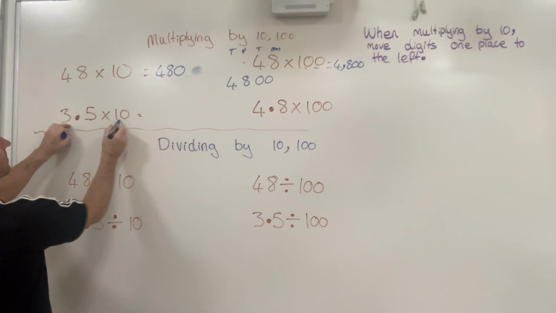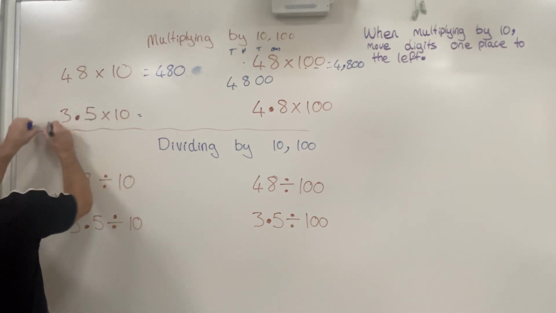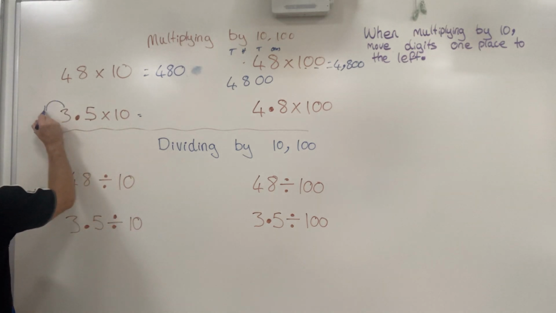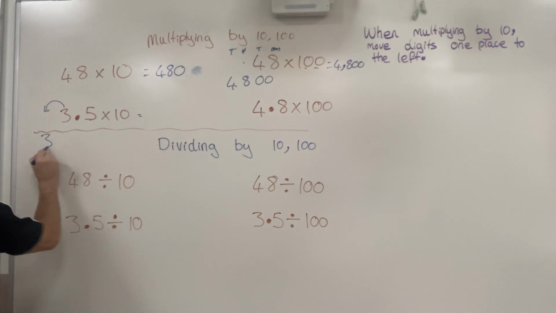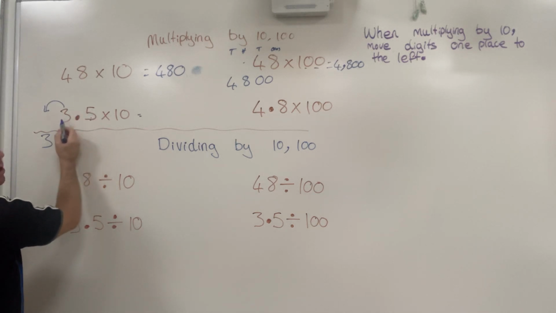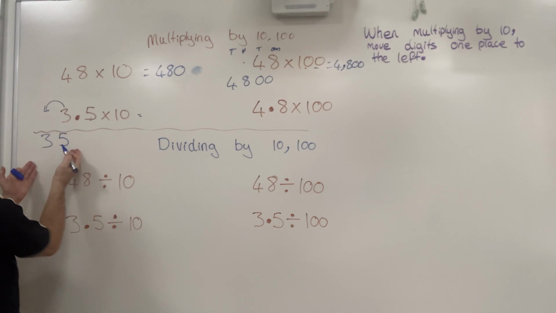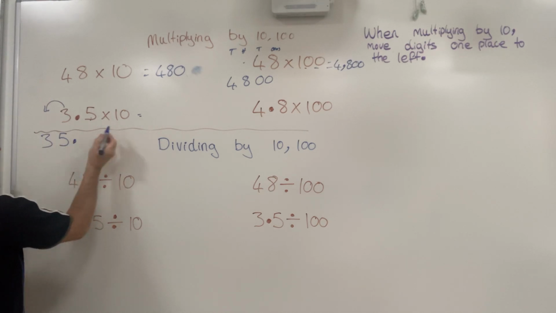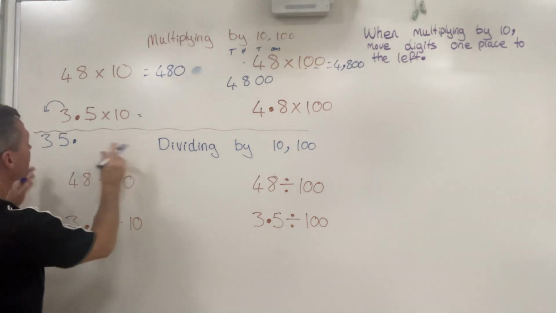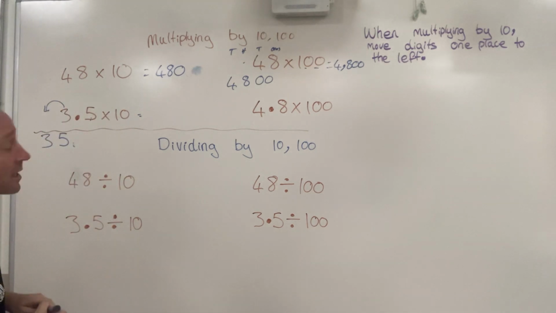3.5 times 10. I'm going to move the digits one place to the left. So the 3 comes into the tens place, which is now the 30. 5 was in the tenths. It's going to move to the ones. And that is my answer. I could put 0.0 or whatever you would like, but that's it. You moved the digits one place to the left.